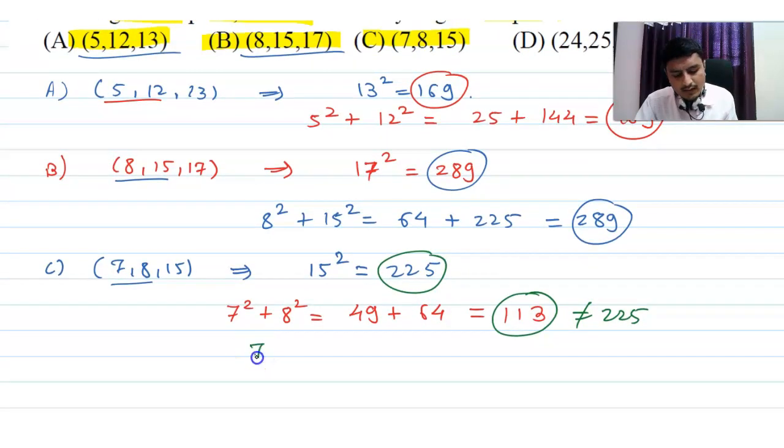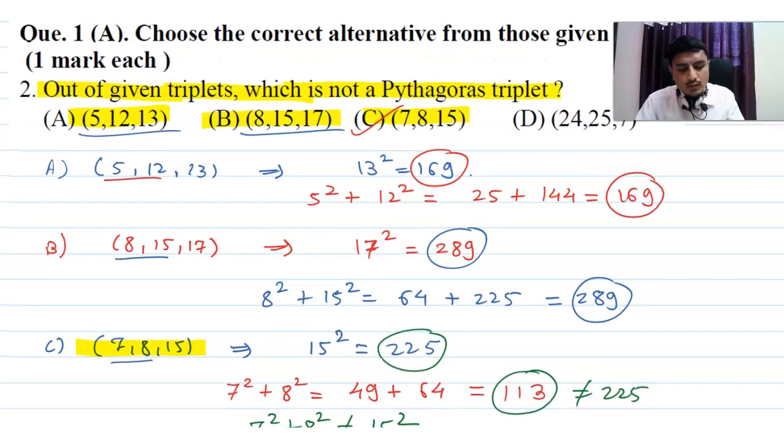So we can write 7 square plus 8 square is not equal to 15 square. So 7, 8, 15 are not a Pythagorean triplet. So our correct choice is choice code C, that is 7, 8, 15. You may verify for the choice code D.